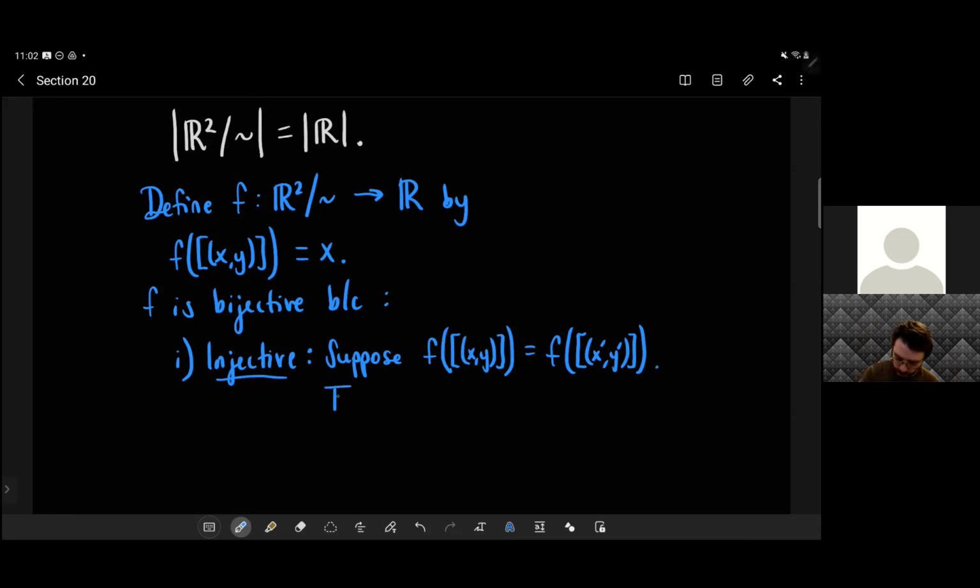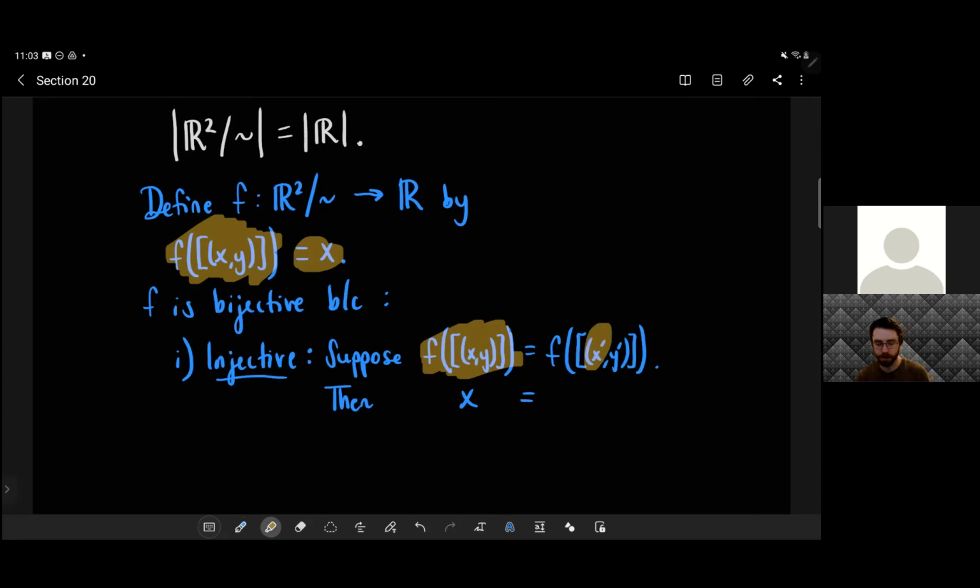Okay, what does this mean? Well, there's no work to do. This is this, and that's equal to x. So that spits out x. On this side, it's going to spit out x prime. Right, that's what the function does. It takes the x component of the equivalence class and just returns it. So x equals x prime. So that's great.